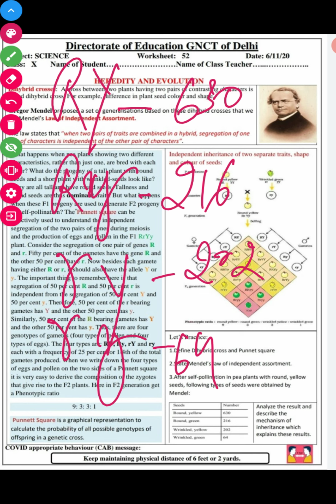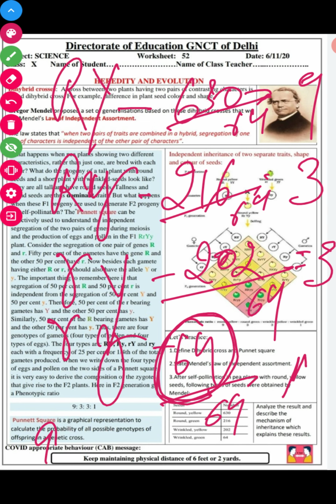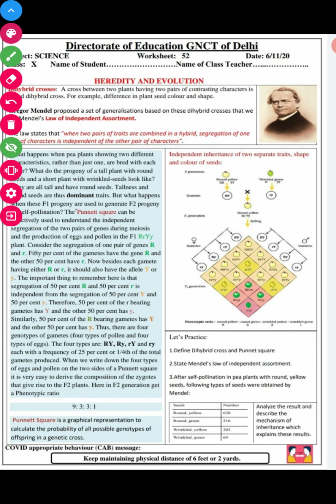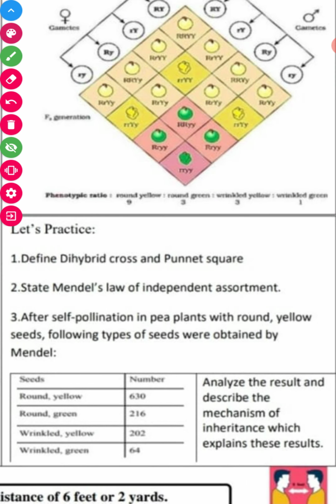Student, while doing this kind of question, you have to divide with the smallest number. Here the smallest number is 64. Divide all the numbers by 64. You will get 1 for this, and 3 for this. If you divide these, you will get the ratio 9 is to 3 is to 3 is to 1. Let me zoom this. So you will get the 9 is to 3 is to 3 is to 1 ratio.